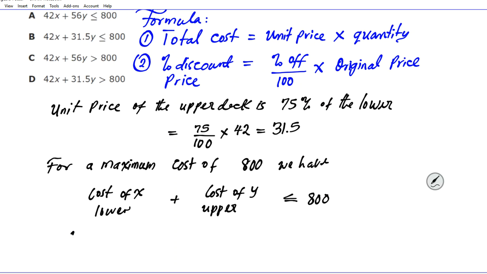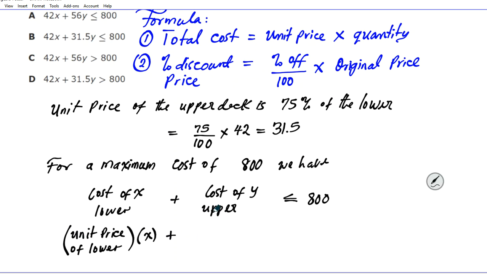What you do is you just take the unit price of the lower seat tickets, unit price of lower, and you multiply that by the number of tickets for the lower seats, which is X.